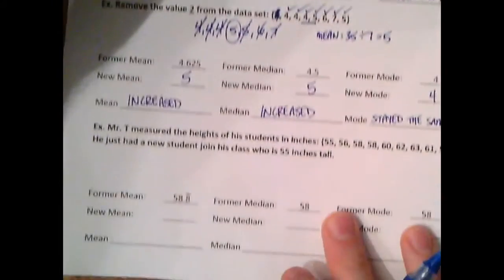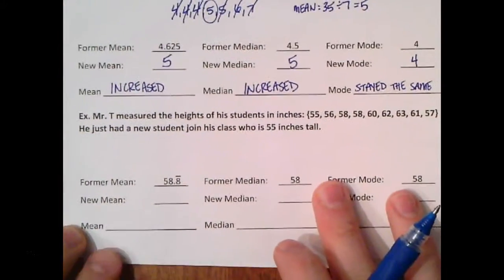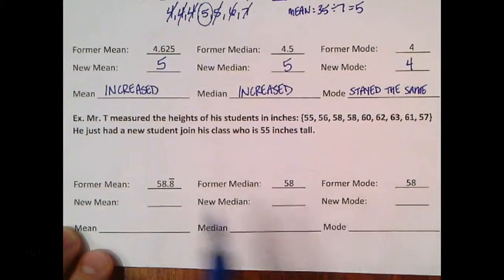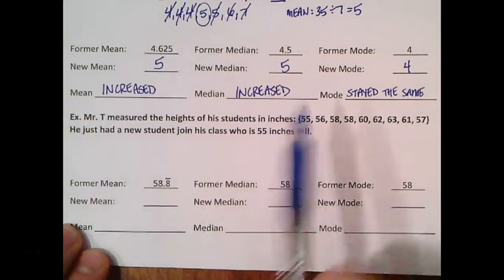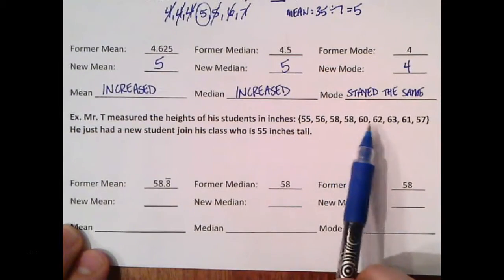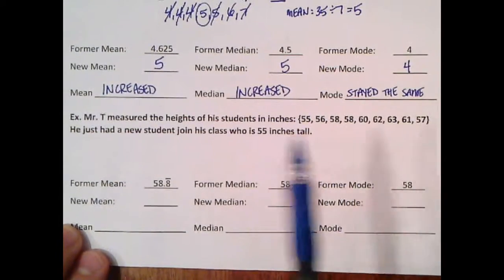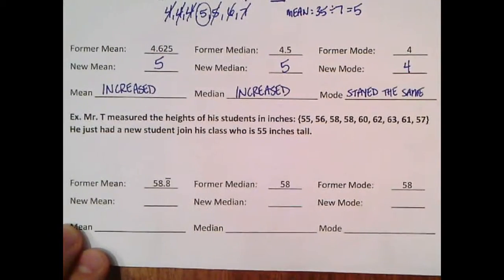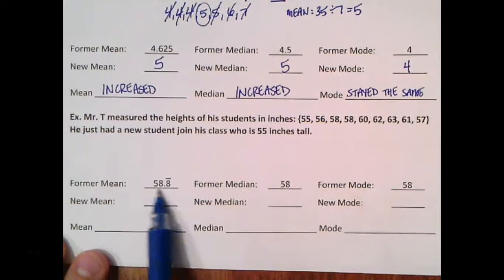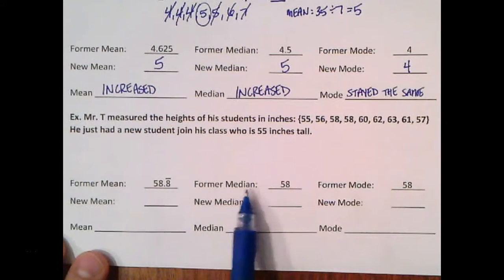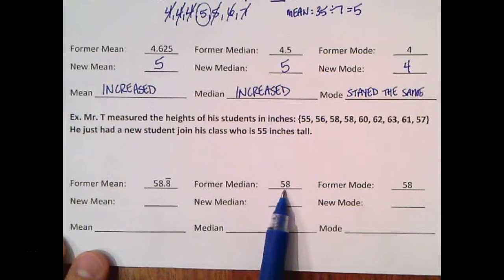All right, last problem of today, and then we will do some practice on this stuff together, make sure we understand it. Mr. T measured the heights of his students in inches. 55, 56, 58, 58, 60, 62, 63, 61, 57. And he just had a new student join his class who was 55 inches tall. So, based on this information here, the average height in his class was 58.8 repeating inches. The middle height in his class was 58 inches.